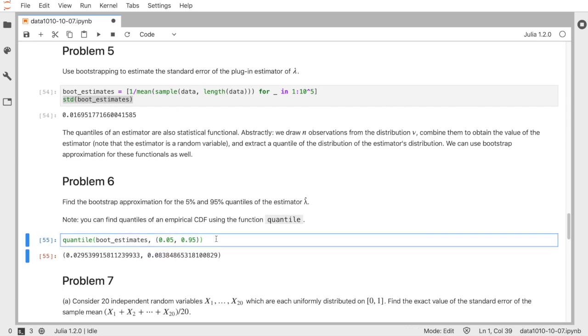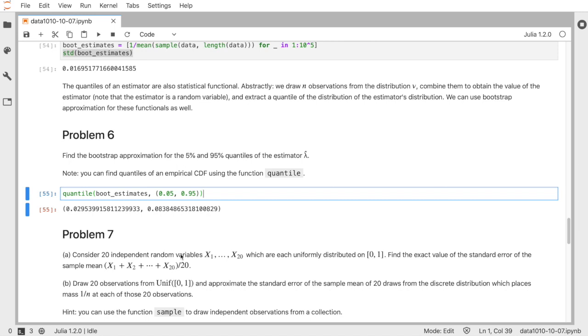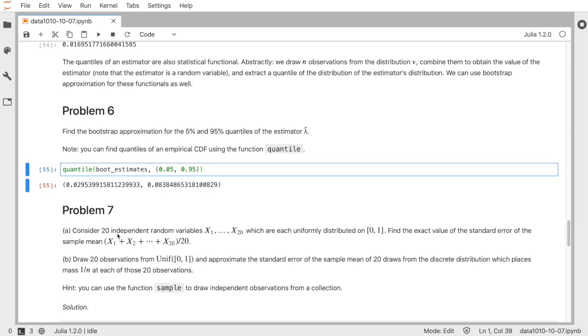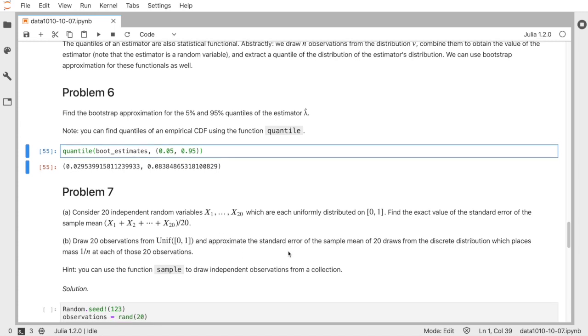It's crucial to point out here that this is not going to be totally reliable because we're estimating t of ν hat, not t of ν. In some situations, t of ν hat and t of ν might not be close to one another. So to underscore that point, let's do an example. We're going to draw 20 independent random variables, X1 up to X20, from the uniform distribution on [0, 1]. Here we can compute the exact standard error of the sample mean based on our knowledge of the distribution of these random variables. And then we can compute the bootstrap estimator and compare the two.